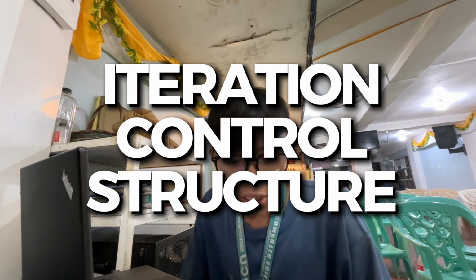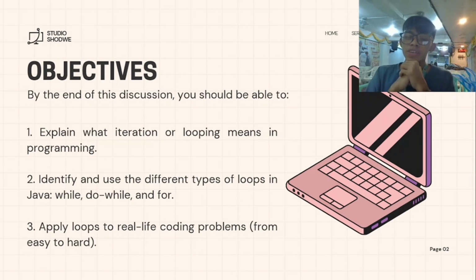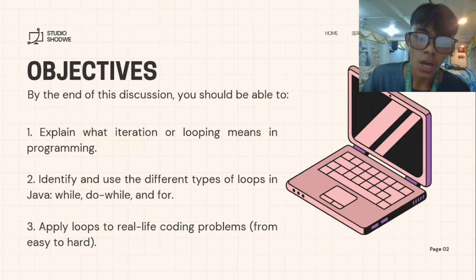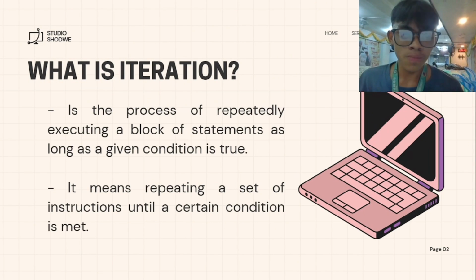So today, we'll be talking about one of the most important topics in programming, which is iteration, also known as looping in Java. Our objectives for today: by the end of this discussion, you should be able to explain what iteration or looping means in programming, identify and use the different types of loops in Java, such as while, do while, and for loops, and apply loops to real-life coding problems. Right? So, let's move on.